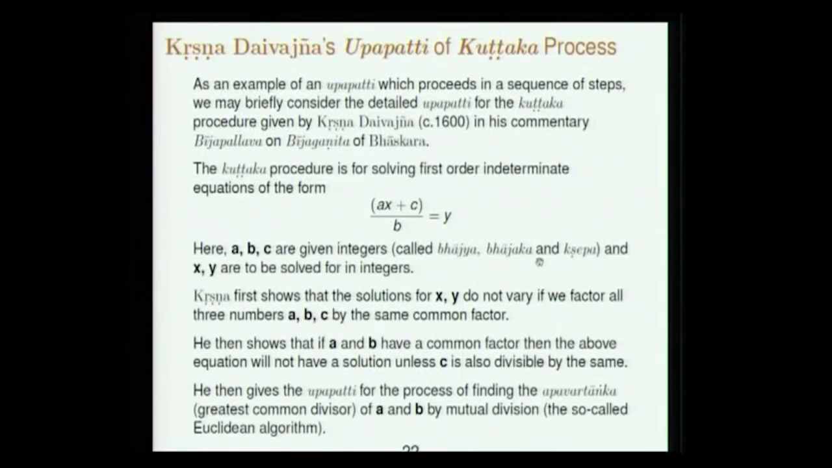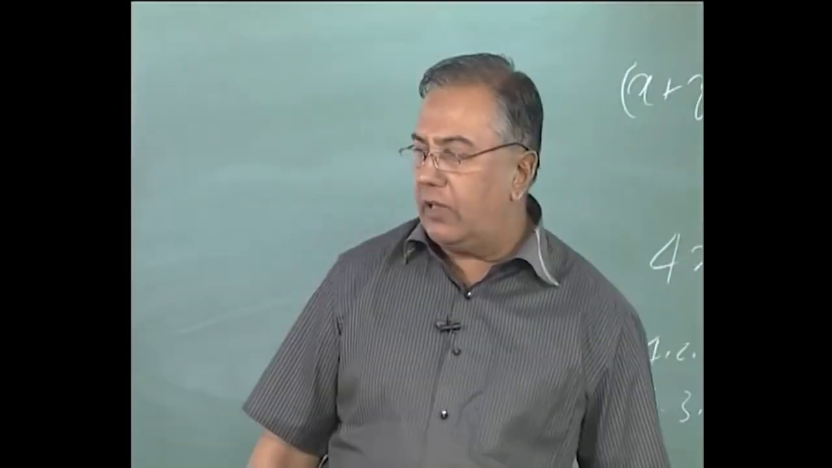Now let us go to the proof of something else. In Bhaskara's Bijaganita, the Kuttaka Adhyaya, there is a detailed discussion by Krishna Daivajna of the justification of the Kuttaka process. So, how does Krishna Daivajna justify the Kuttaka process? What is the Kuttaka procedure? That is for solving the equation (Ax plus C)/B is equal to Y. A, C and B are given integers, X and Y are to be determined for integral values. That is the Kuttaka problem.